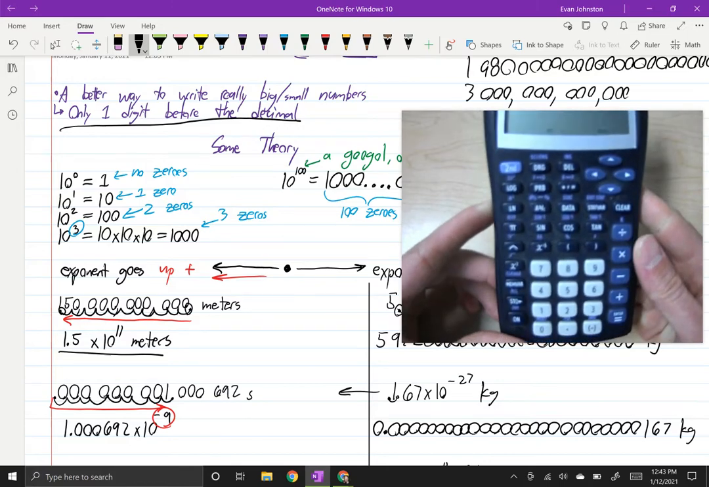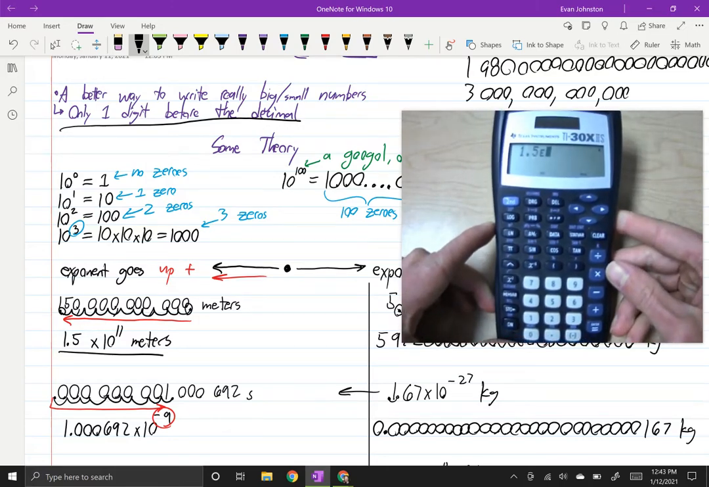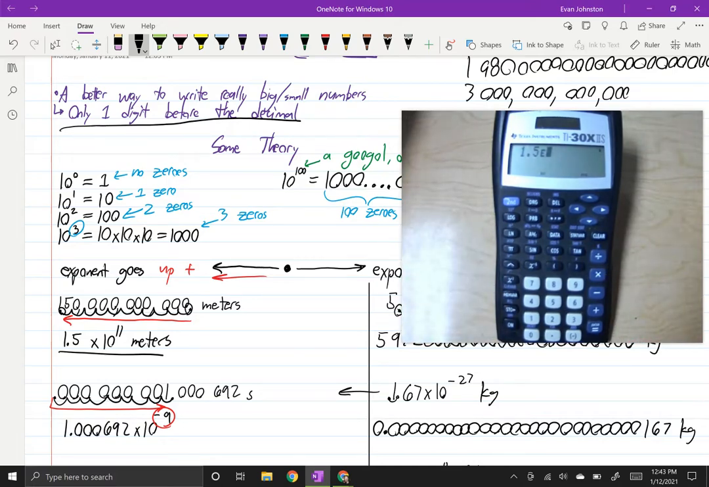Now, on a lot of calculators, it'll say capital E. And so what that really means is I have 1.5 times 10 to the. That's what the E means. So it's times 10 to the whatever power you're then going to push in. So we want times 10 to the 11th. So I put 11. And so this means 1.5 times 10 to the 11th power. And we hit enter. And there it is.